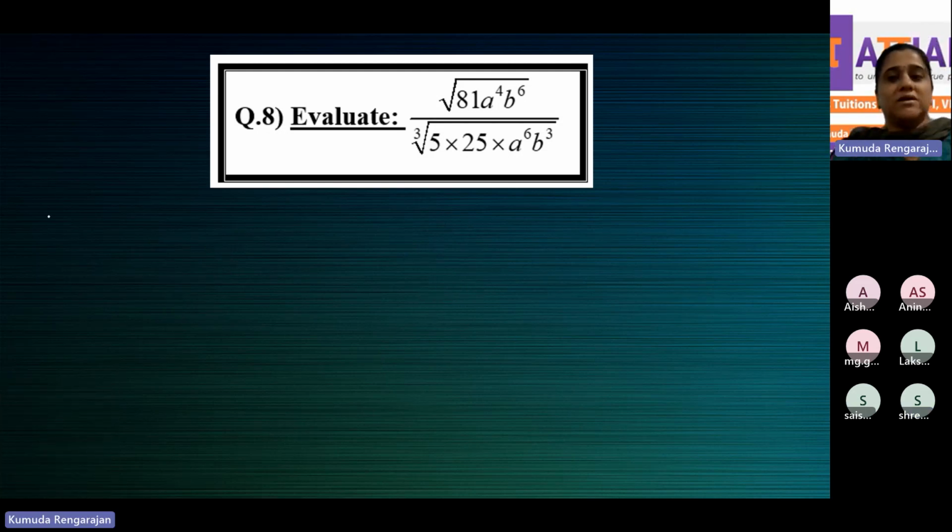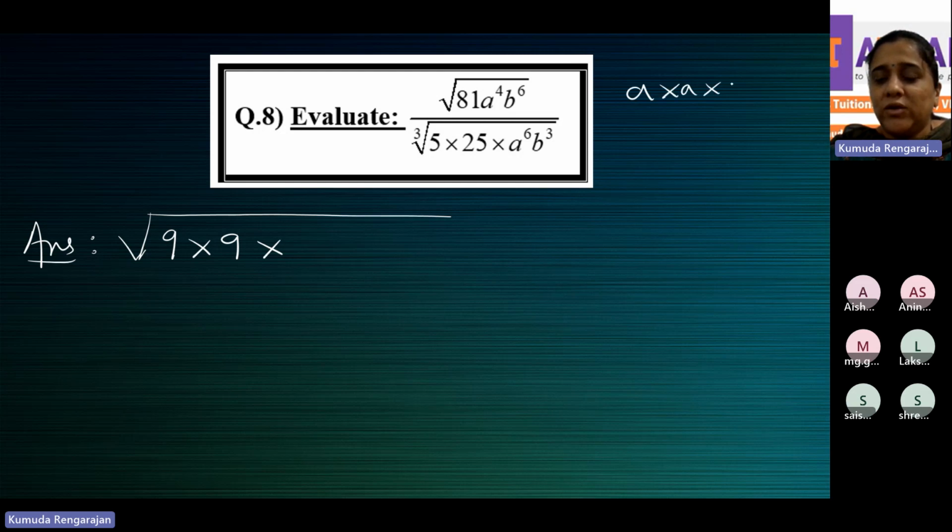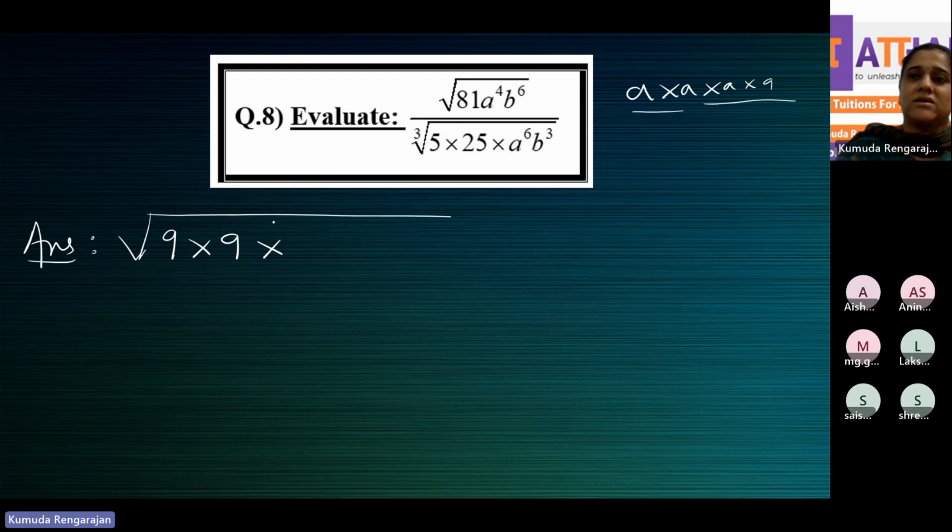All right. So in detail, it can be presented like this. Square root of, what is 81? 9 into 9. 81 is 9 into 9. Into a to the power 4 means a into a into a into a, correct? That's nothing but a square into a square, correct? A square into a square.